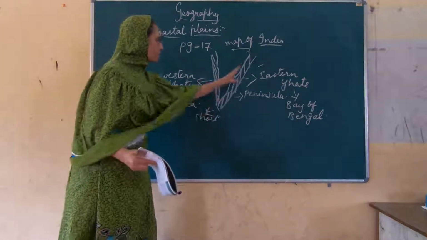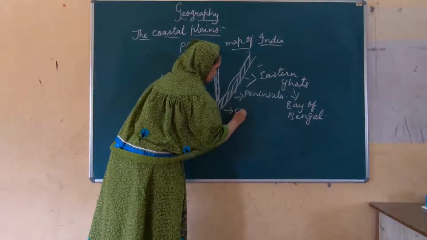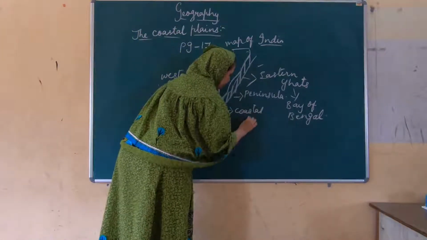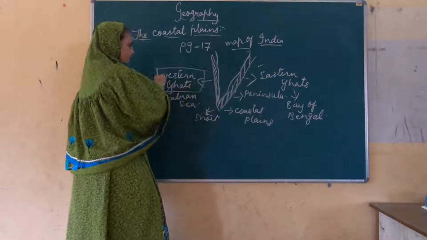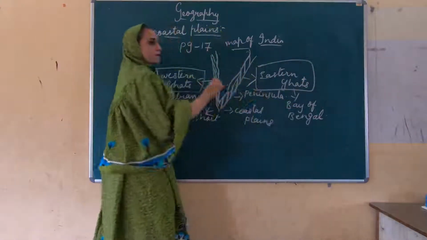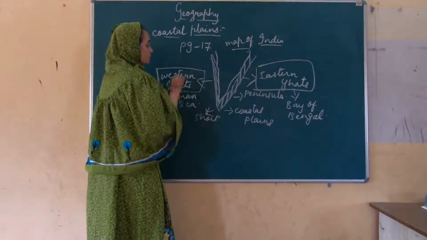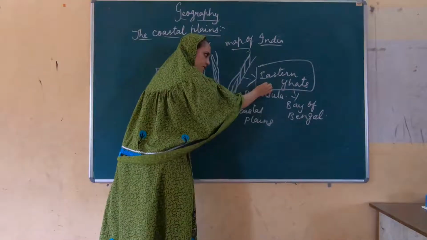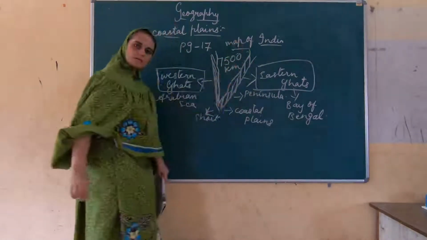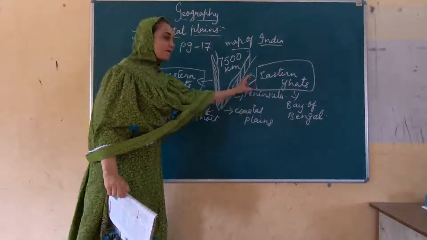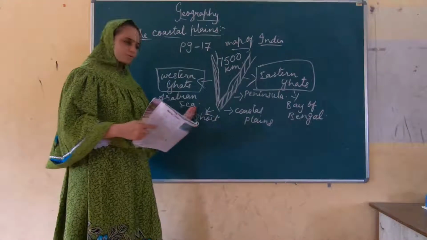The combination of the Western and Eastern Ghats is called the coastal plains. The length of the coastline along the Western and Eastern Ghats is 7,500 kilometers. So this coastal plain is one of the major physiographic divisions of India. Let us read about the coastal plains.